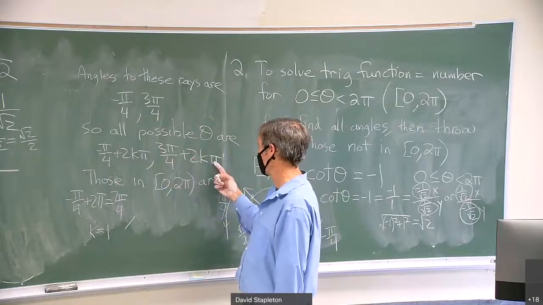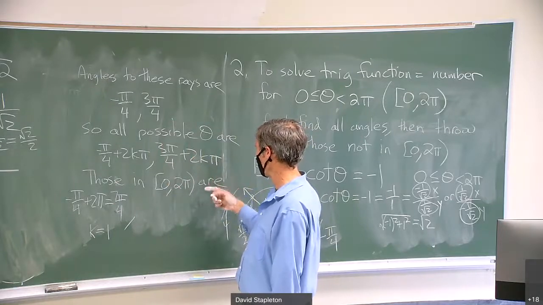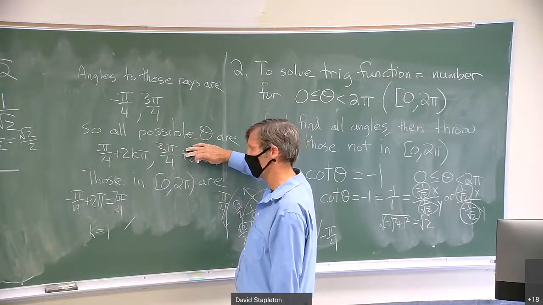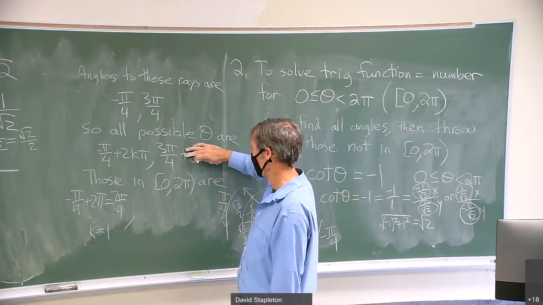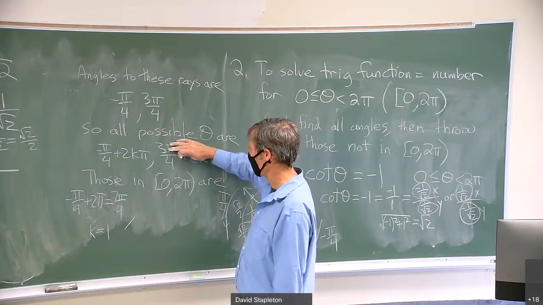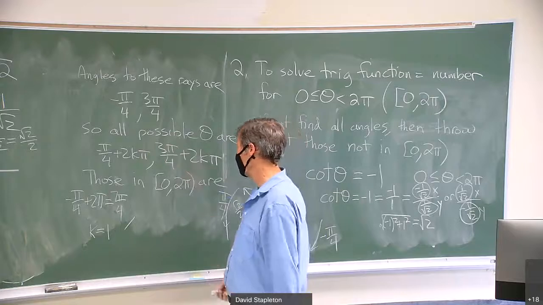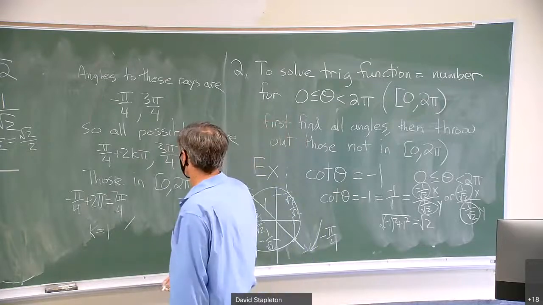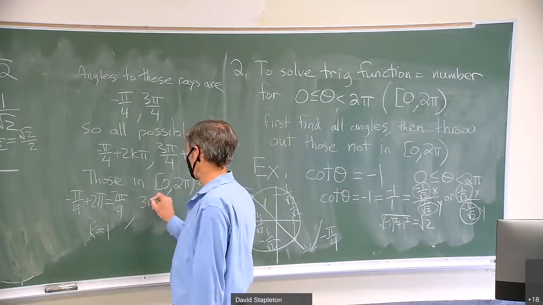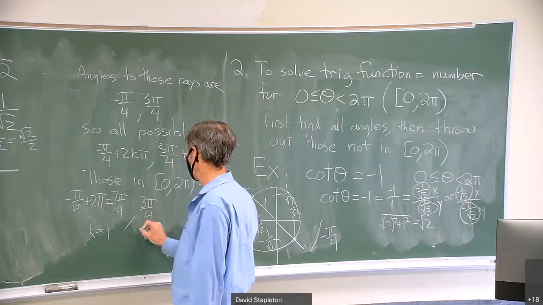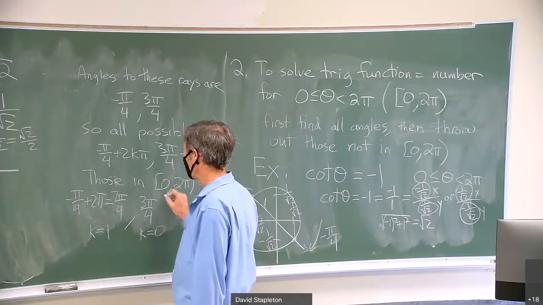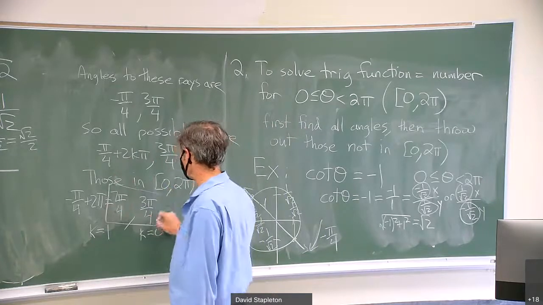Now in this part, if I put k equals 0, this falls out. I get 3 pi over 4. That's between 0 and 2 pi, right? 3/4 is between 0 and 2. 3/4 pi is between 0 and 2 pi. So I put k equals 0 on the second one, I get 3 pi over 4. And these are the only two solutions.